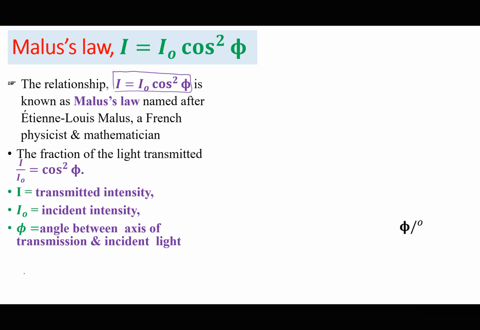Phi is the angle between the axis of transmission and the incident light. That is very, very important, and it's what confuses students many times.